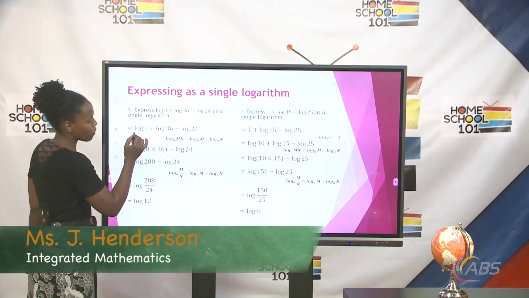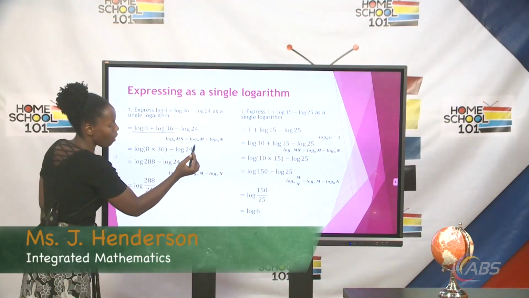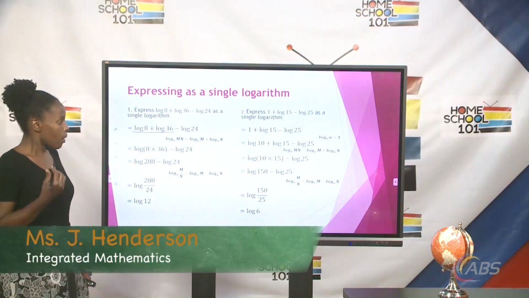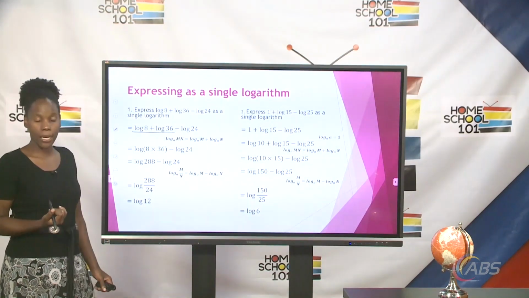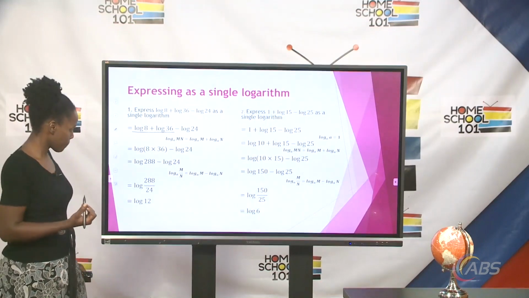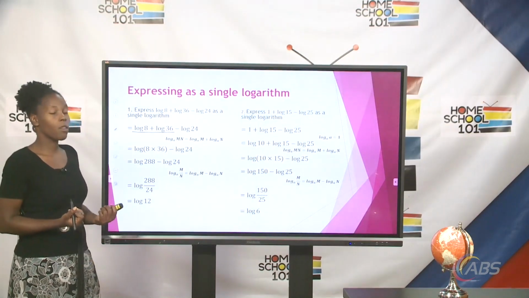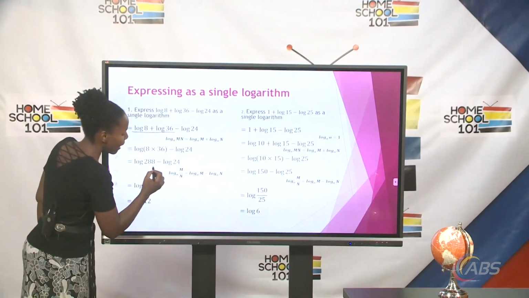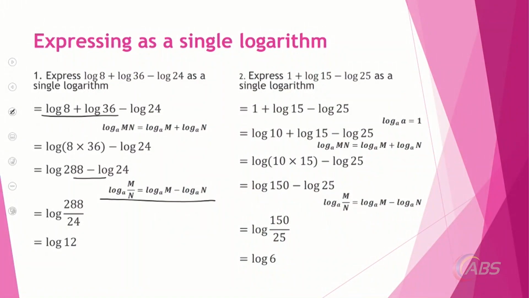So if I look at the first two, I have log 8 plus log 36. So I'm applying this law here, which states that once I have a sum, I can write it as a product. So it becomes the logarithm of 8 times 36 minus the logarithm of 24. So 8 times 36 would give me 288 minus the logarithm of 24. Now once I have a minus sign, it simply means I apply this law here and I write it as a fraction. So this becomes the logarithm of 288 divided by 24, and that gives me a value of log 12.